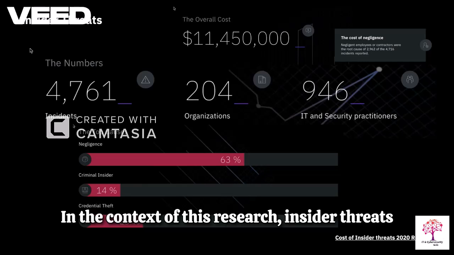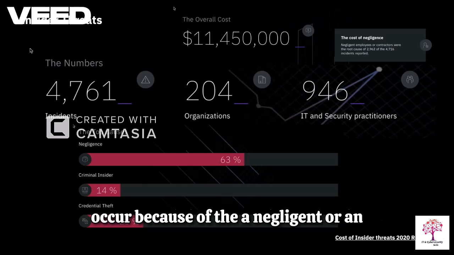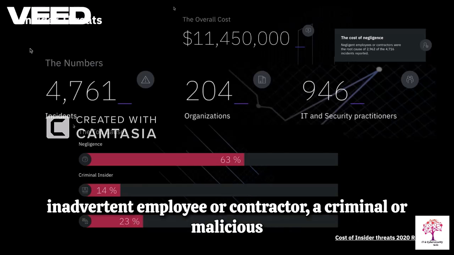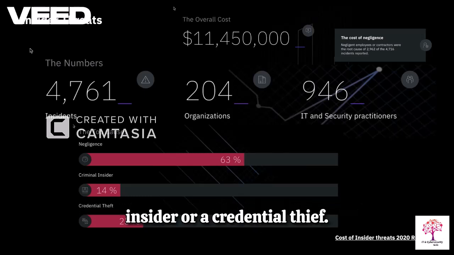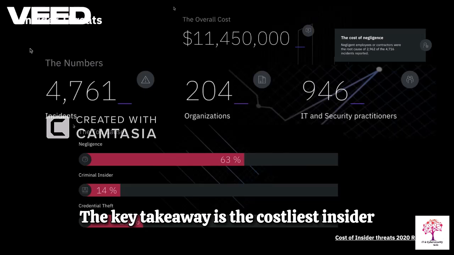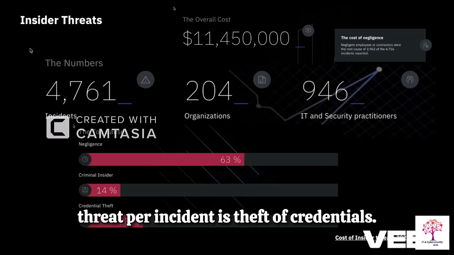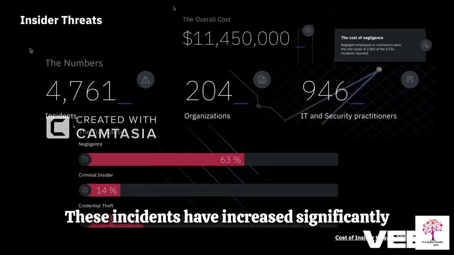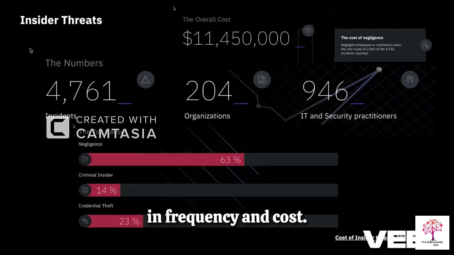In the context of this research, insider threats occur because of the following: a negligent or an inadvertent employee or contractor, a criminal or malicious insider, or a credential thief. The key takeaway is the costliest insider threat per incident is theft of credentials. These incidents have increased significantly in frequency and cost.